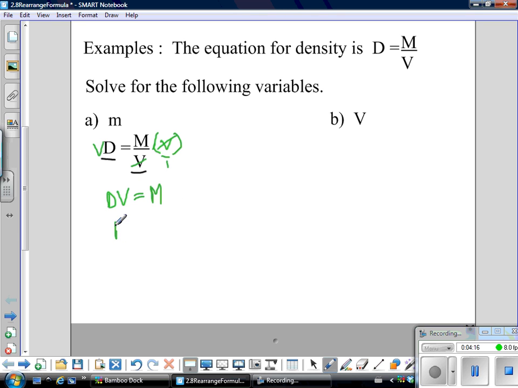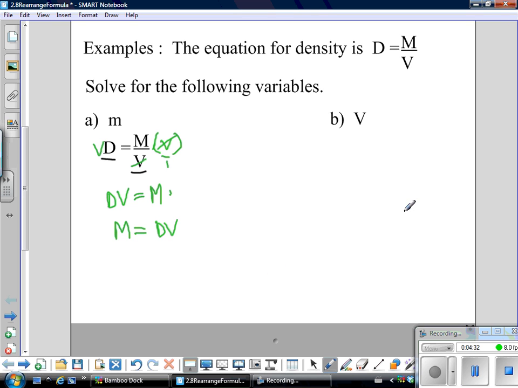So often we like to write the variable we were supposed to solve for on the left-hand side. So that's what I'm going to do. Mathematically it's still fine in this position, but I'm just going to rearrange it. It looks a little bit nicer. Okay, so that's that question.